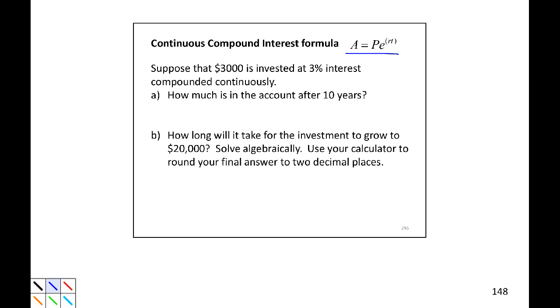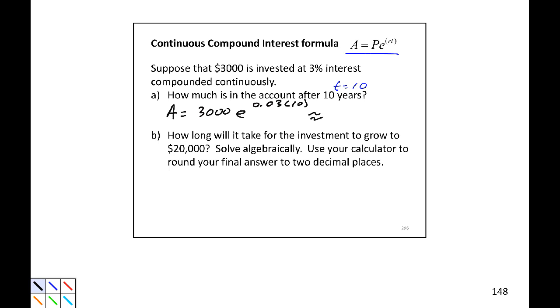A equals P multiplied by e to the, we have one whole exponent of r times t. Well, our rate is 3%, our principal amount is $3,000, and our time is 10. So let's fill that in. We have A equals P, which is $3,000, e to the exponent of 0.03 times t.